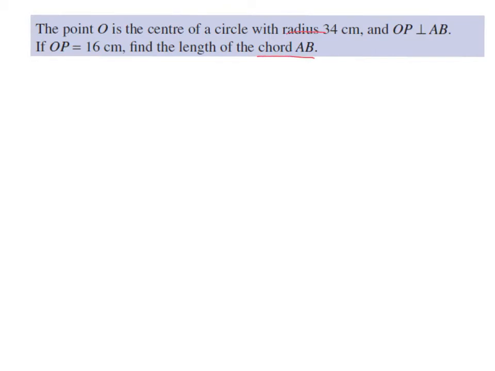I've underlined pretty much the three keywords in this question: center, radius, and chord. So, the point O is the center of the circle, with a radius of 34 centimeters, so 34 there. And OP is perpendicular to AB. Now we don't know if P is a point on the circumference of the circle or not, so we might not write OP just yet.